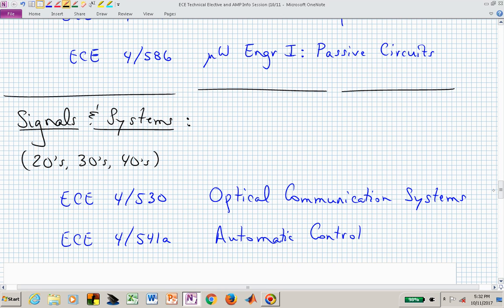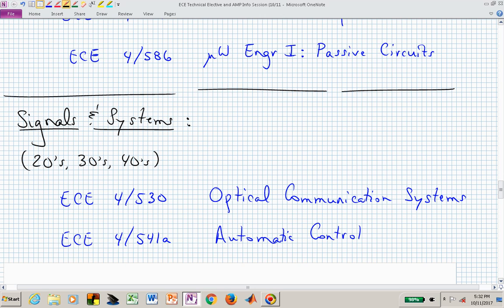Then we have the signals and systems, and in the fall it's not as heavily populated with courses. We have optical communications. Now you have to worry about fiber. How do we communicate with fiber, optical fiber, instead of wires or airwaves? That's 430, 530. And then automatic control, that's the analog version of 442.